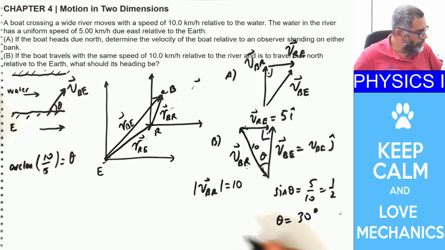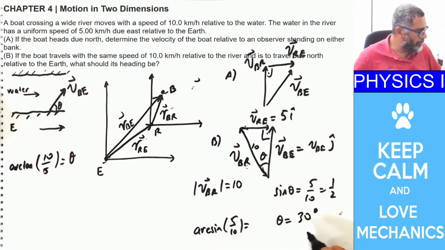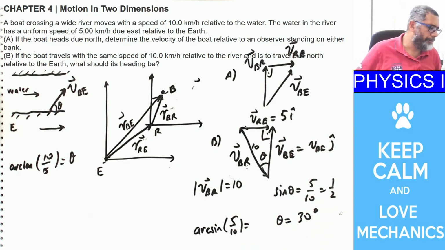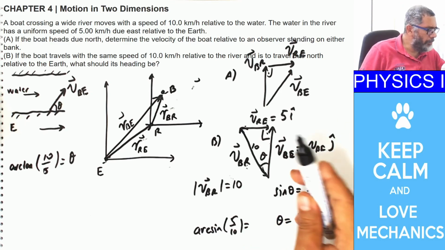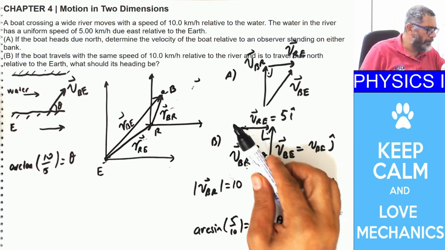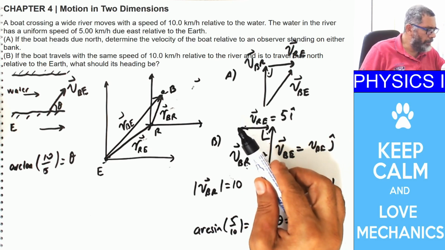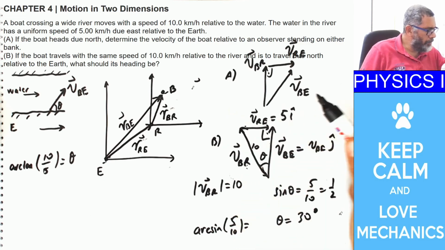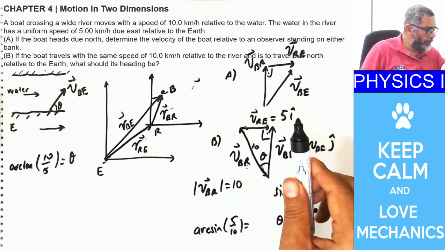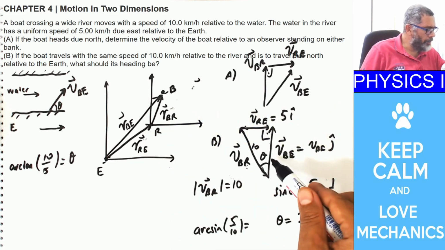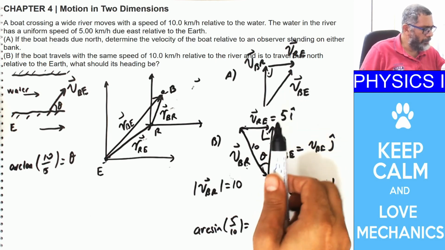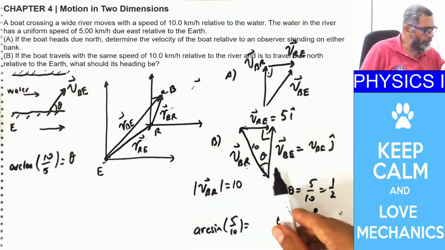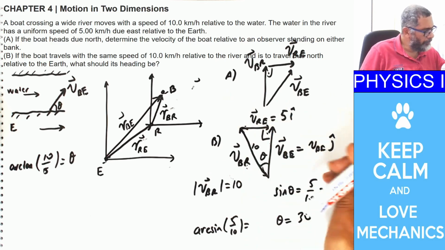Alright, so you can take arcsine of 5 divided by 10, and in terms of degrees, it's 30 degrees. So that means the boat's head must be showing a direction which is, this is north and this is west, 30 degrees west of north, this direction. All right.